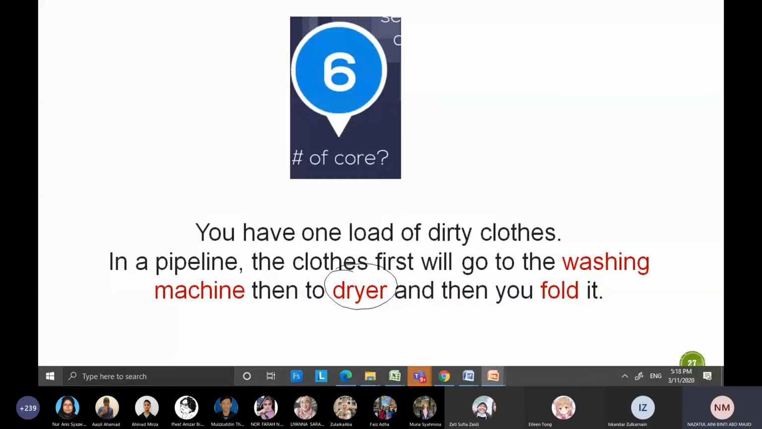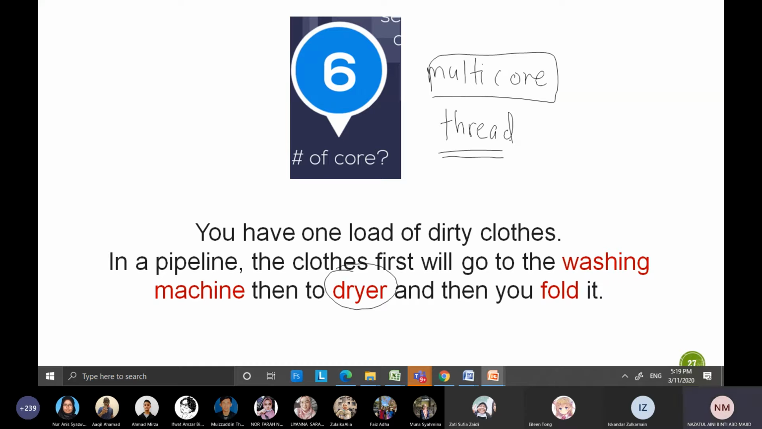So actually I want to use this washing machine and dryer as examples to explain to you about the advanced design of computer, which is multi-core. But before I go to multi-core, you need to know about thread. To understand multi-core, you need to know about thread.